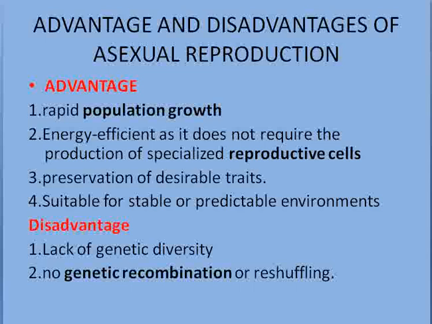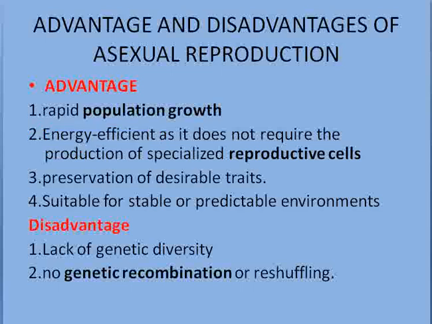Second one, it consumes only less energy. If it is sexual reproduction, gametes must be produced, that is, male gametes or female gametes must be produced, so it requires a greater amount of energy. But in asexual reproduction, there is no production or involvement of gametes. So we call this an energy efficient process.